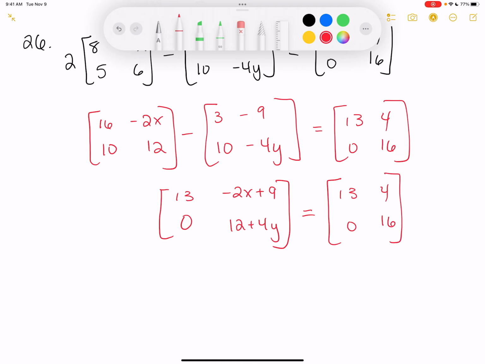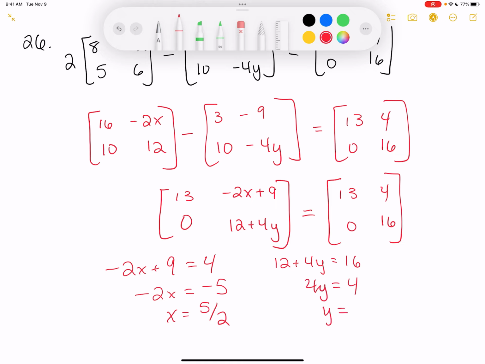So now I can set it up so that negative 2x plus 9 is equal to 4 and 12 plus 4y is equal to 16. And then you just need to solve for the variables. So let's see, negative 2x is equal to negative 5, x is equal to 5 halves, 4y is equal to 4, y is equal to 1, and that's all you have to do for that.